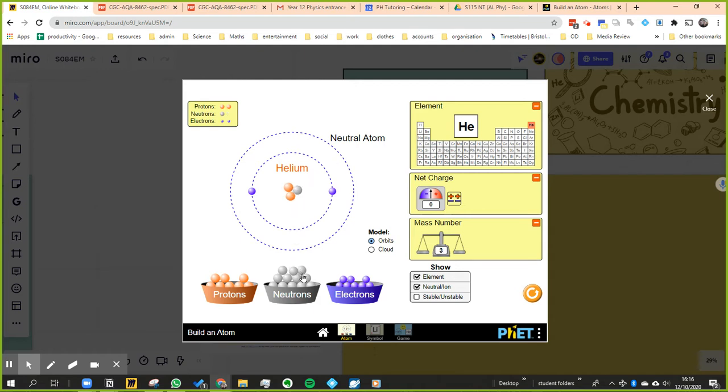If I take away the neutron, it's still a neutral atom. It's an isotope of helium. Okay, so there are different isotopes of helium. So the atomic number is what determines what element it is. It also tells you how many protons it has. And you have to have the same amount of protons as electrons, so the charges will then balance out.